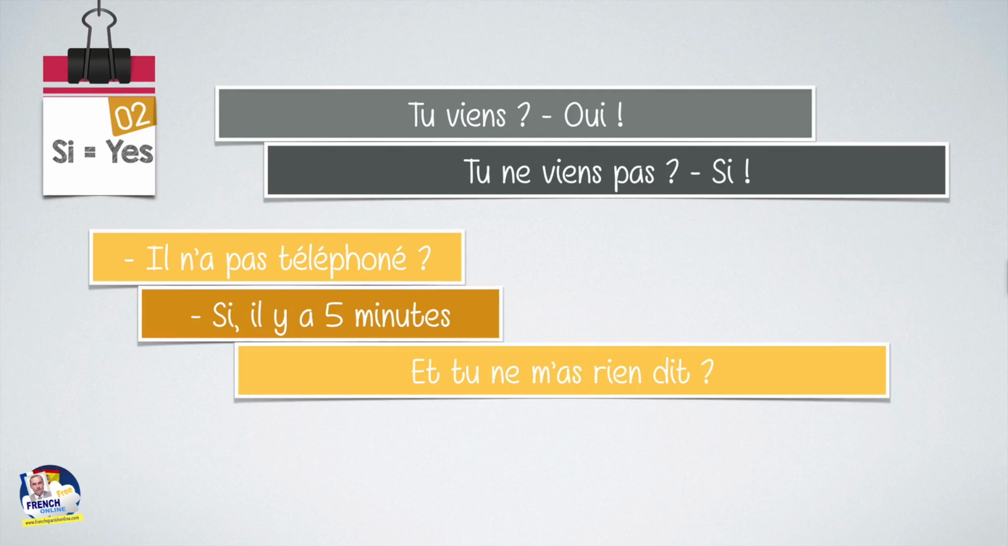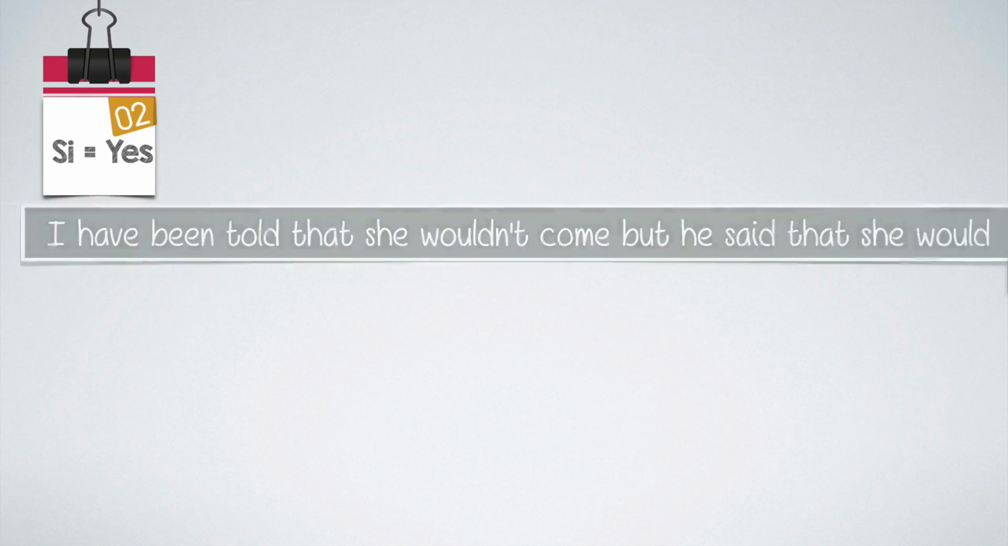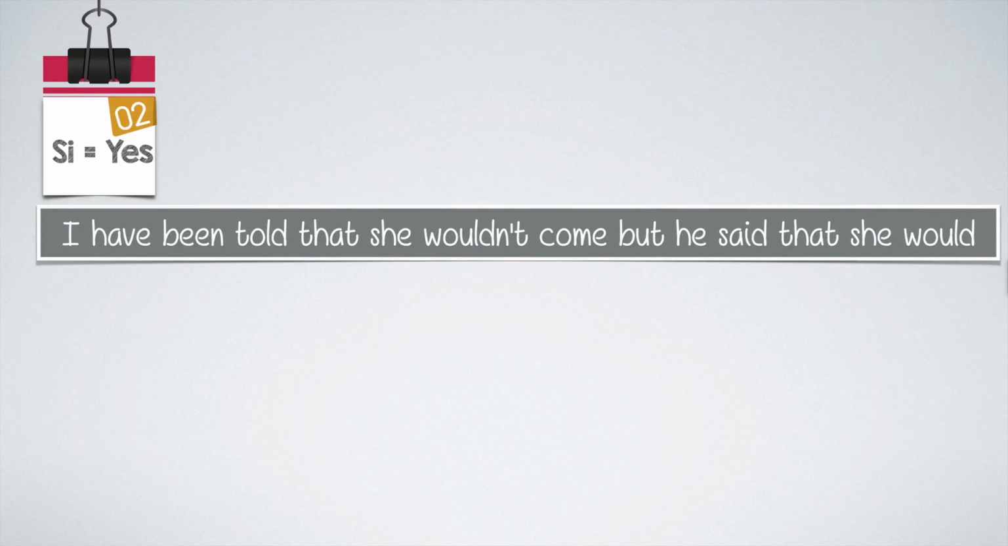Bah, et alors? Tu ne m'as rien dit, and you didn't say anything? And you want to say that, yes, you called him. Si, je t'ai appelé, mais tu n'as pas répondu. Okay? So when you have a negative question and you want an affirmative answer, in French you say si, and not oui.